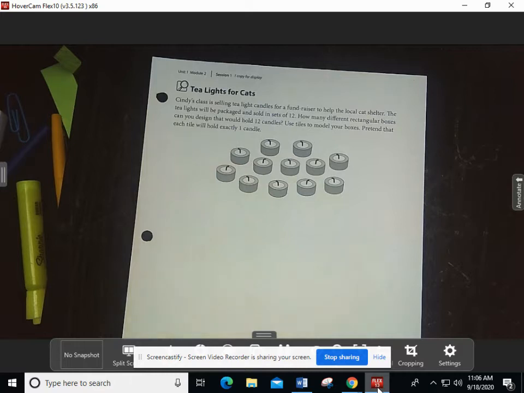Oh, I just love this lesson. They're trying to help the kitties. I've got some thumbs down going on out there. Oh, we're going to have a feud over this.